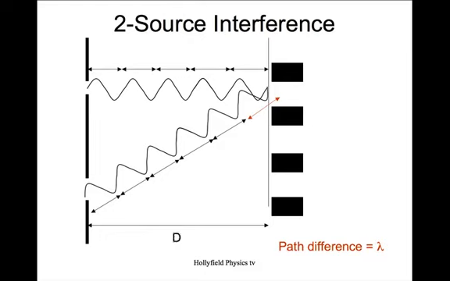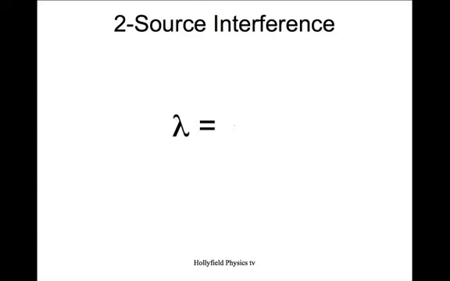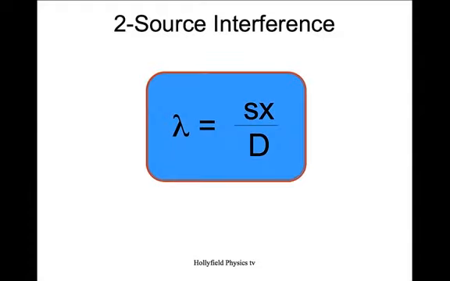Now if we have the distance between the screen and the slits as capital D, the separation of the slits is S, and the separation of the bright fringes is X, we'll get lambda equals Sx over D. This is a great way to work out the wavelength of light, because we can use this experiment using laser light, find those fringes, measure S, X and D, calculate the wavelength of the light.